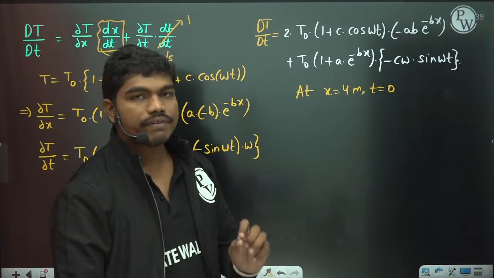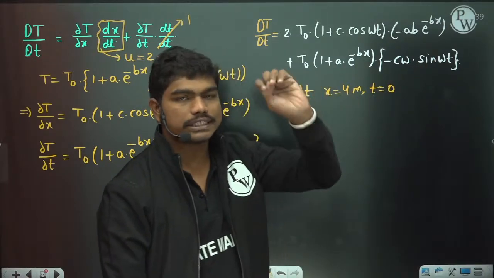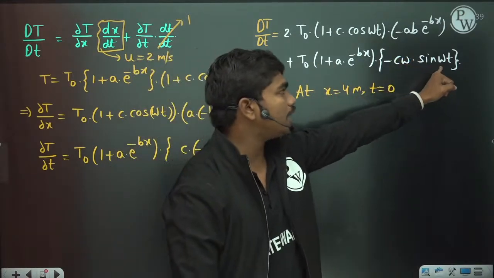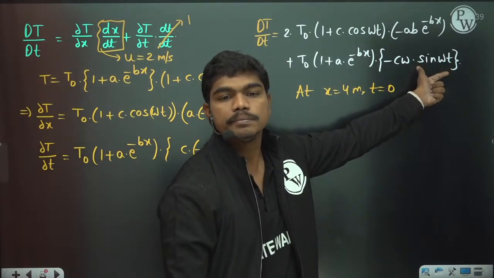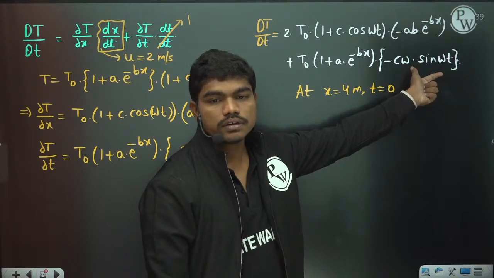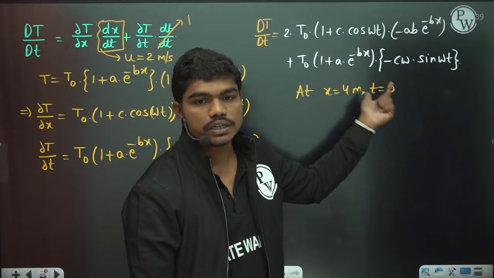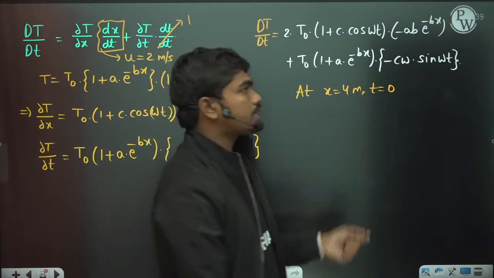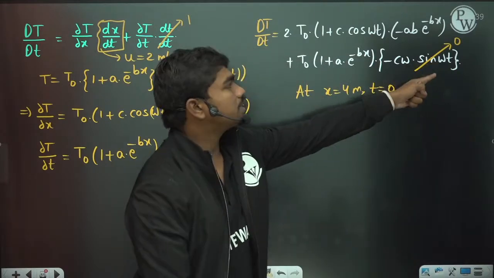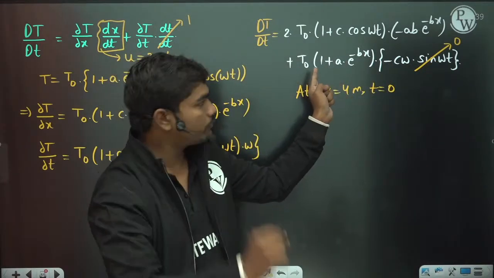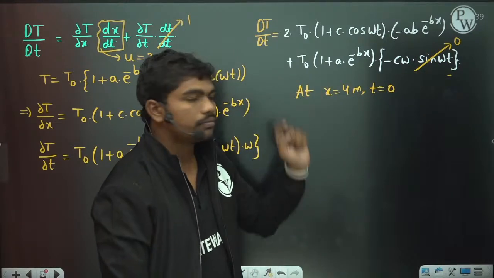Now tell me, whenever t equal to 0, what is the value of this sin ωt? Whatever may be the value of omega, it's a finite value of course. When you put time t equal to 0, what is the value of sin ωt? 0. Correct? Because at time t equal to 0, sin ωt is actually 0. So this value is 0, and if this one quantity is 0, then this complete term here is 0.